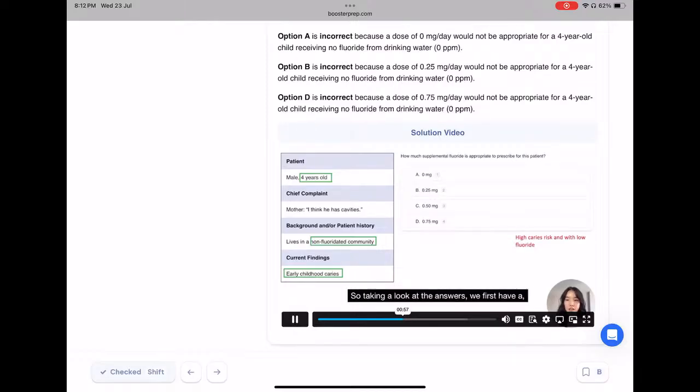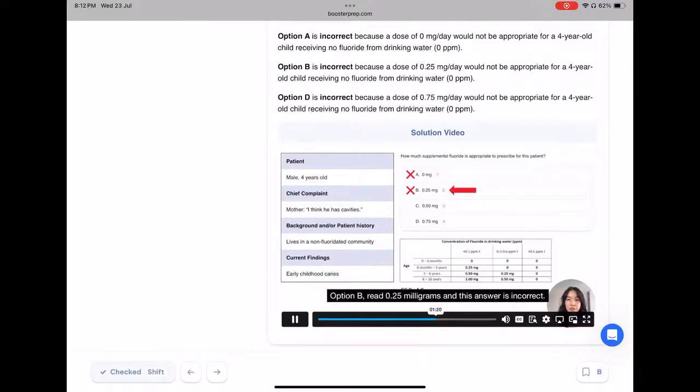Taking a look at the answers, we first have A, which reads 0, and this answer is incorrect as the patient does have caries and is living in a non-fluoridated community. As a provider, we want to provide a fluoride source for the patient, and this would be in the form of a fluoride supplement. Someone who would not need any fluoride supplements are those that are living and drinking from water sources that have fluoride levels above 0.7 parts per million.